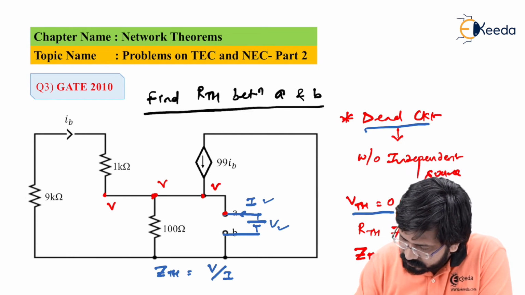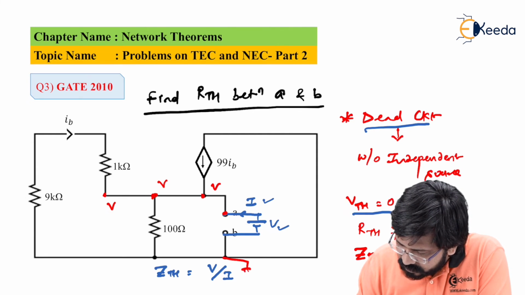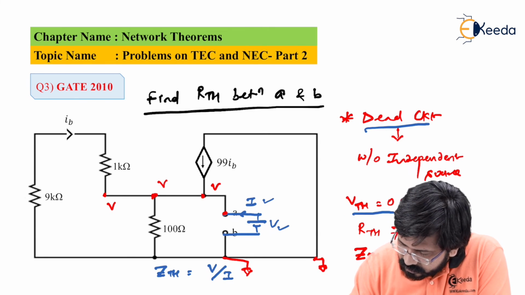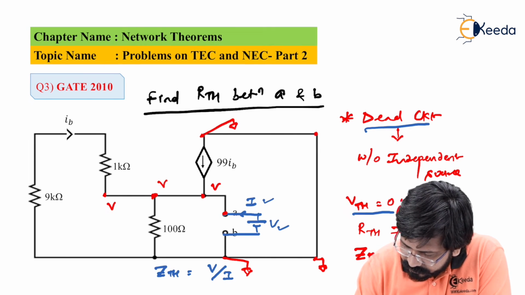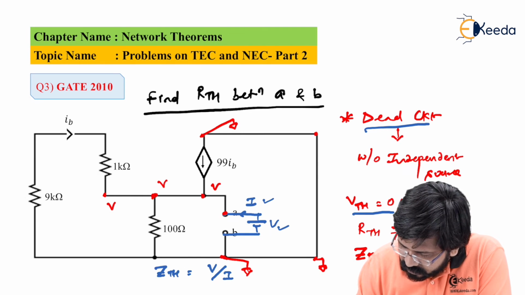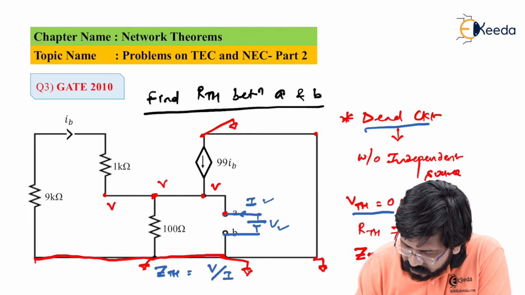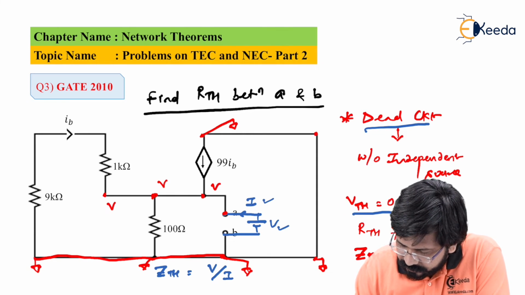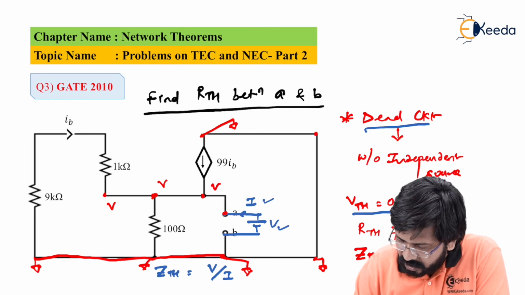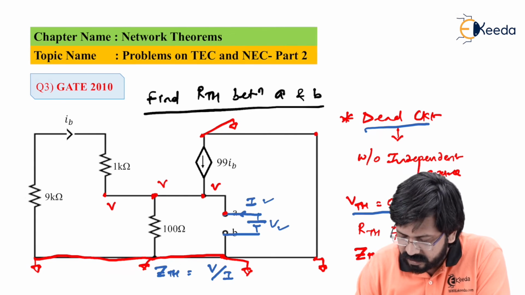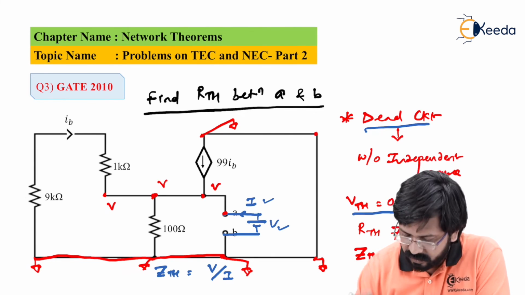Then suppose I consider this as a reference node, it means this is also a reference node. So eventually all the points are shorted, and I'll consider this as the ground point. If this is a reference node, I should consider this also a reference node. So this whole point is a ground node. Now I have to draw an equivalent circuit between V and ground.